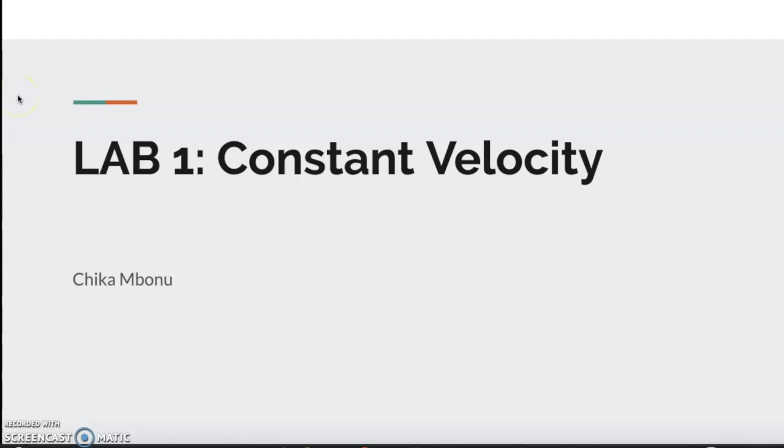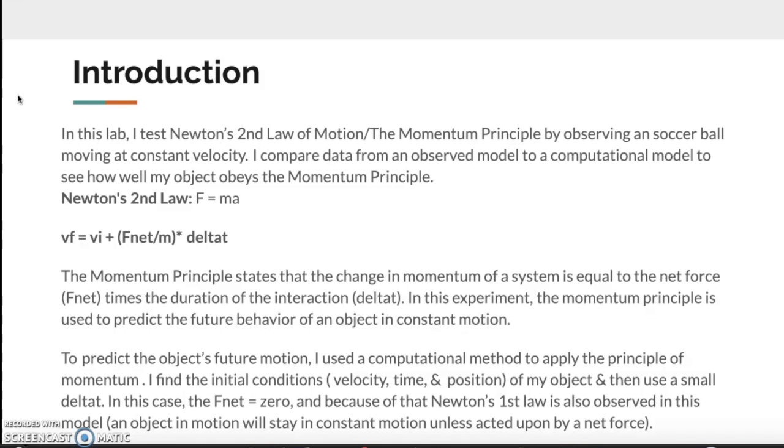This is Lab 1, Constant Velocity for Physics 2211. So the purpose of this lab is to predict the future position of an object moving at constant velocity using Newton's second law. In this lab, I will be testing Newton's second law of motion, the momentum principle, by observing a soccer ball moving at constant velocity.